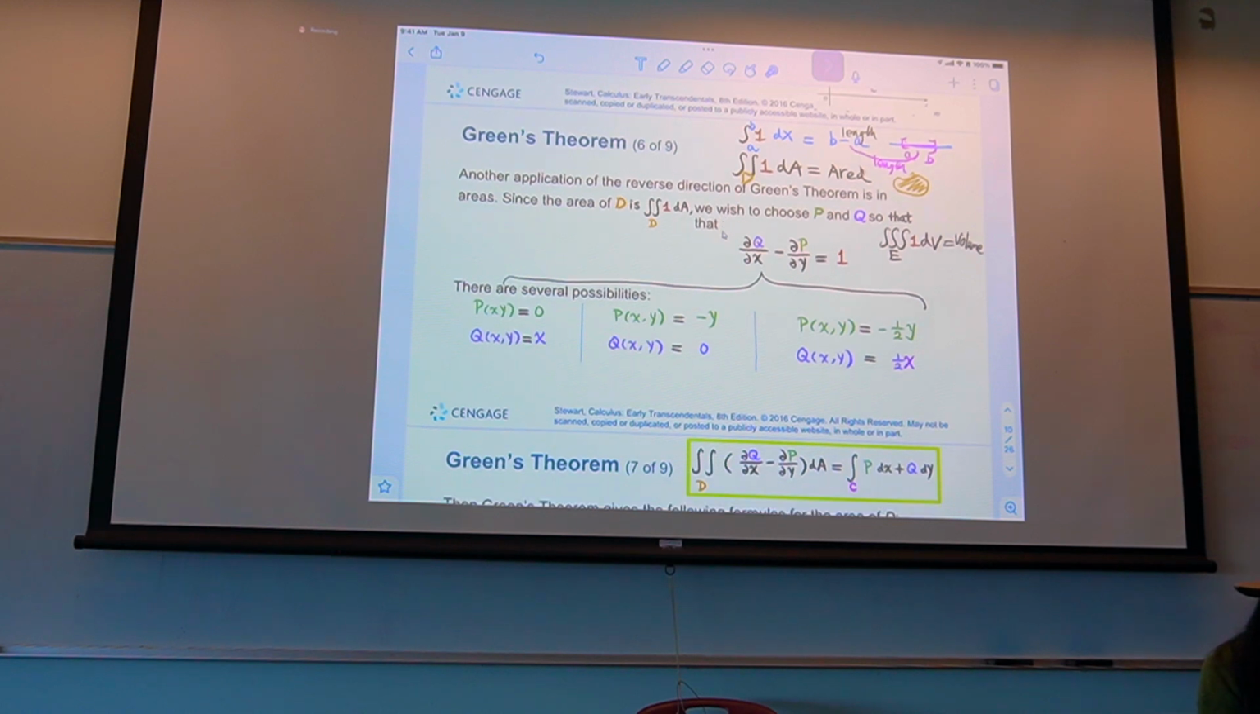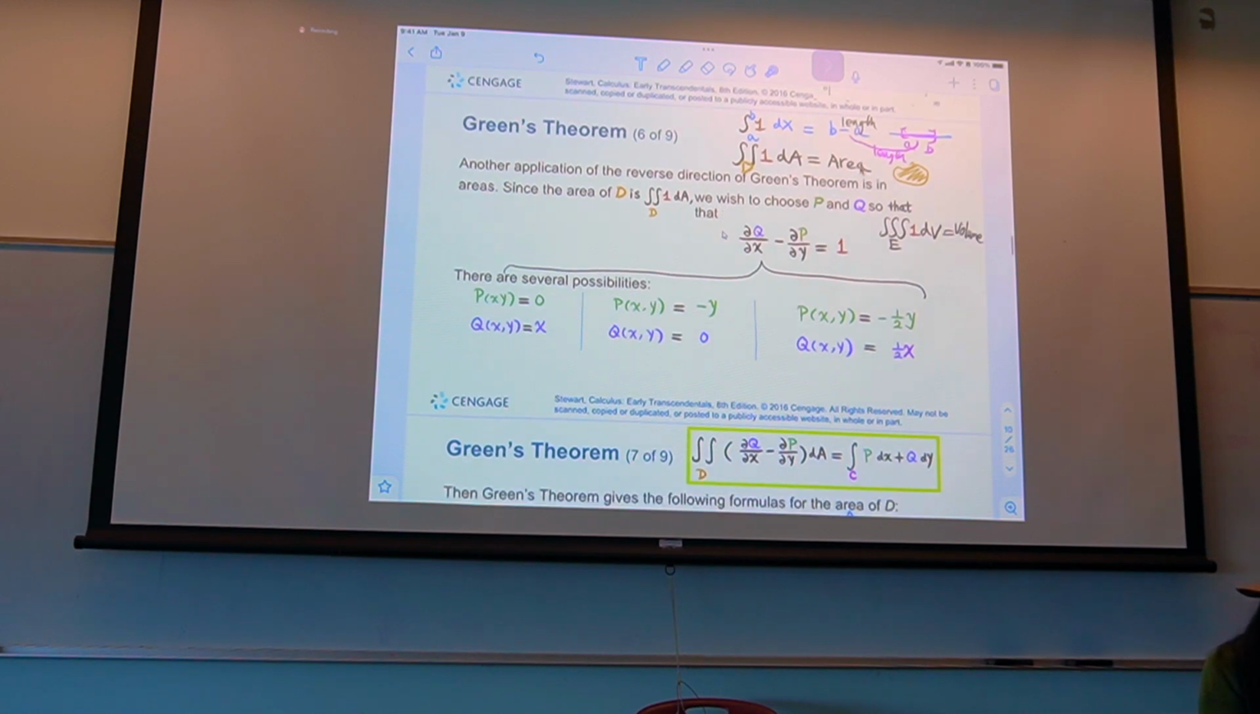So if we wish to choose, I will look at this double integral and try to make this function here to be 1, right? So I'm going to pick P and Q so that this expression, the result, will be equal to 1. That way, when I take the double integral of this, I can use Green's theorem to convert that into that single integral over the boundary. Okay? So there are several possibilities. One way to make this expression equal to 1 is we can let Q be equal to x and P to be equal to 0.